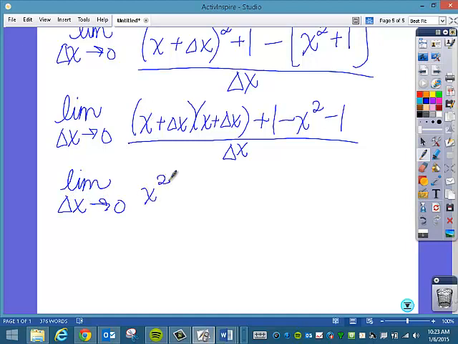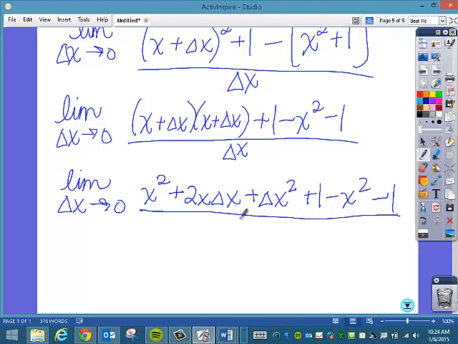x times delta x is x delta x. And then x times delta x. So this is 2x delta x. And then delta x times delta x is delta x squared. And then plus 1 minus x squared minus 1, all over delta x.